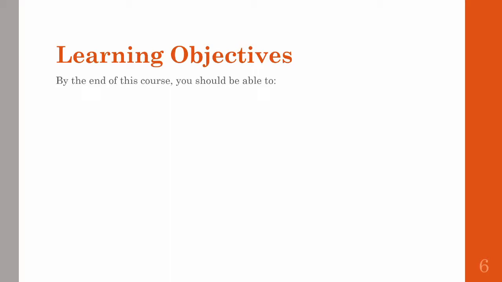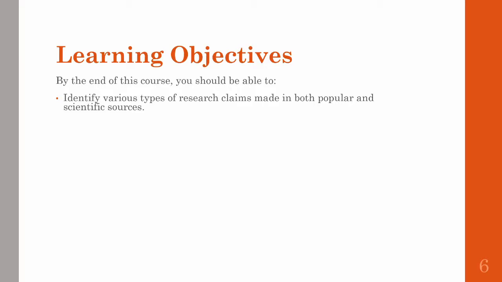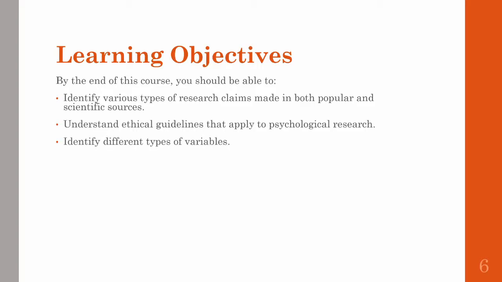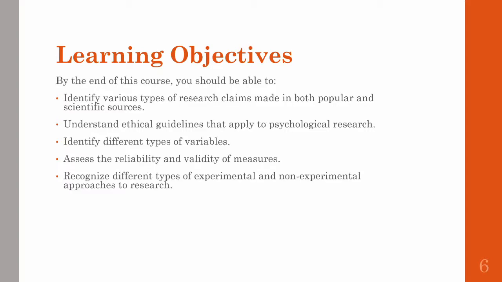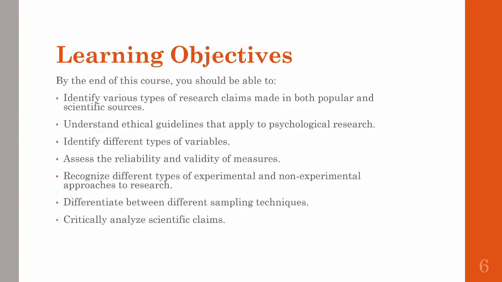By using our textbook along with various supplemental readings, at the end of this course you should be able to identify various types of research claims made in both popular and scientific sources, understand the ethical guidelines that apply to psychological research, identify different types of research variables, assess the reliability and validity of different measures, recognize different types of experimental and non-experimental approaches to research, be able to differentiate between different sampling techniques, critically analyze scientific claims, and finally be able to design a basic experimental study to test a hypothesis.